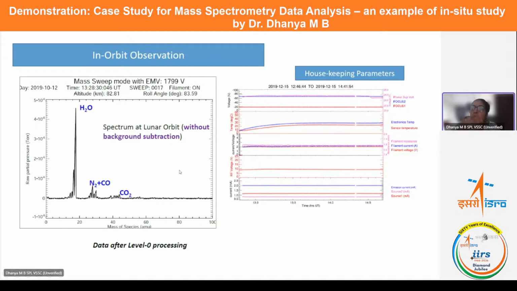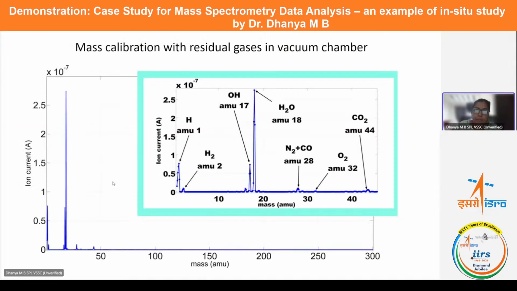How sure are we? Basically, we do a certain process at the lab, which is called calibration. In the calibration, we insert a known gas and then see whether the peak, we can say the spectrum, appears at the expected mass position. Suppose you insert argon 40 gas, we should expect a peak at 40 AMU. That is a way. So this is a mass calibration with residual gas in a vacuum chamber, where we have not inserted any gas.